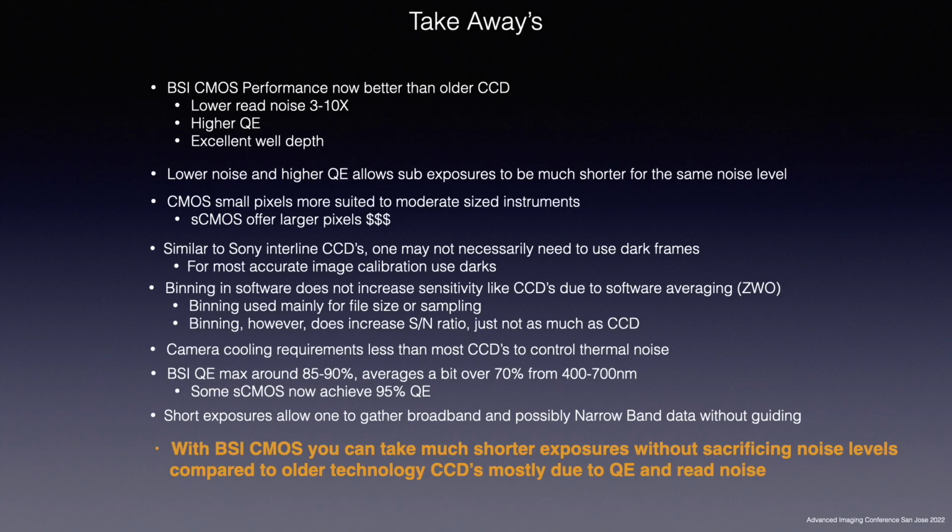Most CMOS are small pixels, and they typically are more suited to moderate size instruments, but that's what we have as amateurs, right? We don't have a Hubble in our backyard. We've got moderate size instruments, and it's usually a good pixel scale. There are these cameras called scientific CMOS that even have lower read noise, but they're a little pricey still. But in a few years, maybe not.